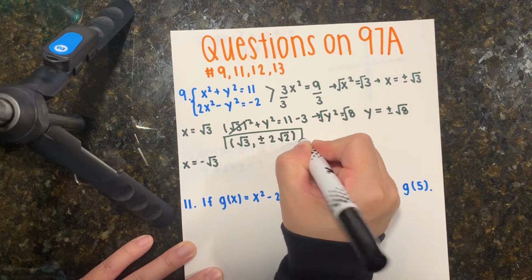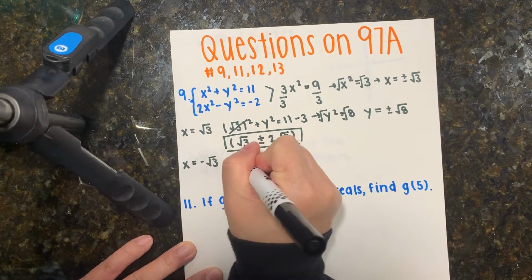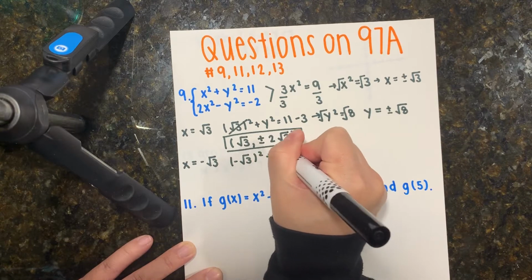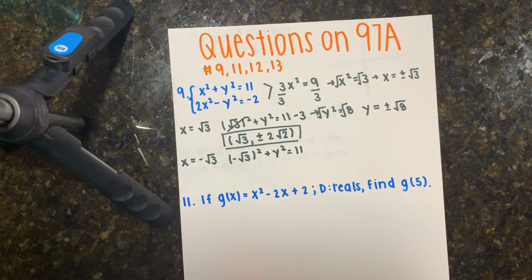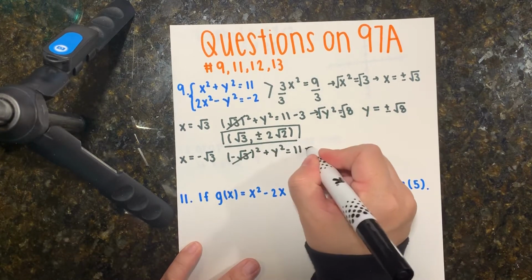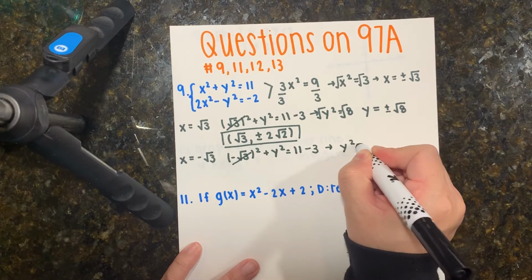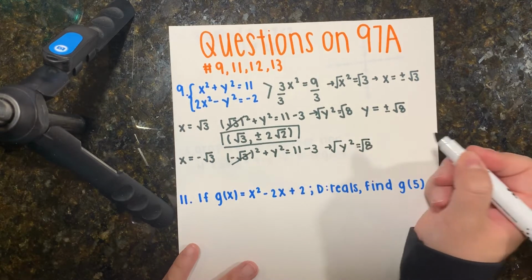Now for my second answer, I'm going to plug in negative root 3 into the same equation. So that would be negative square root of 3 squared plus y squared equals 11. Now just like the last one, when you square the negative square root of 3, it's still going to be 3. So I'm going to subtract 3 from the other side. Again, you're going to get y squared is equal to 8.